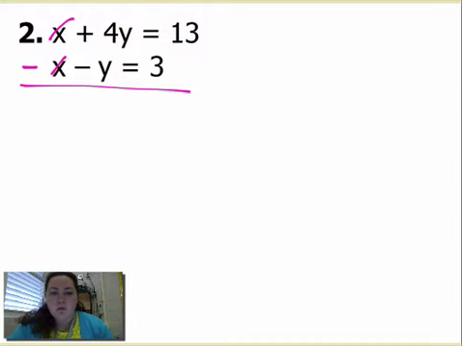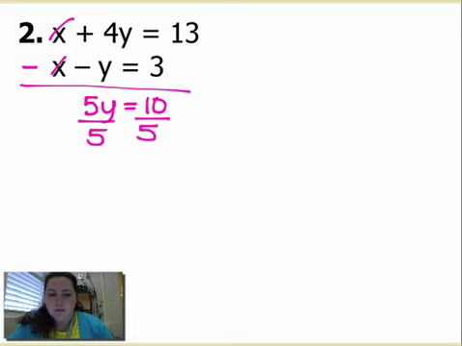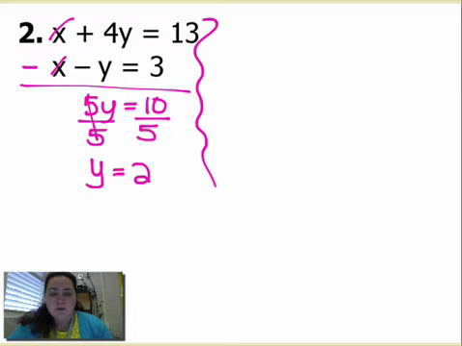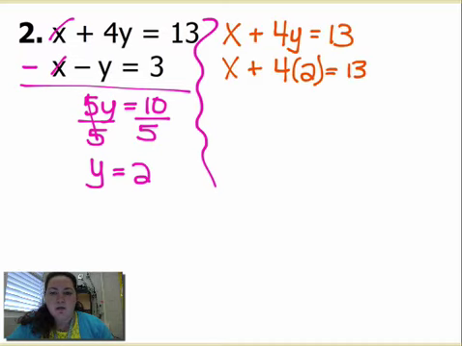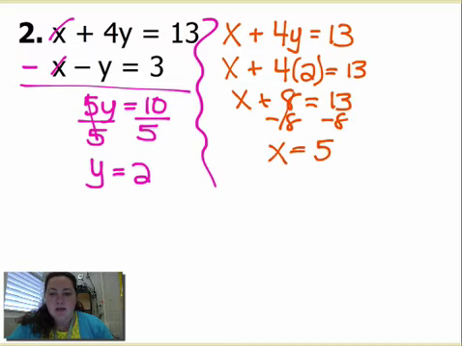So 4y plus another y gives me 5y. 13 minus 3 gives me 10. Divide by 5, I get y equals 2. So now I can plug y into one of the equations. So if I pick the first one, I plug in 2 for y. 4 times 2 is 8. I get x plus 8 equals 13. Subtract the 8, I get x equals 5. So my answer is 5, 2.